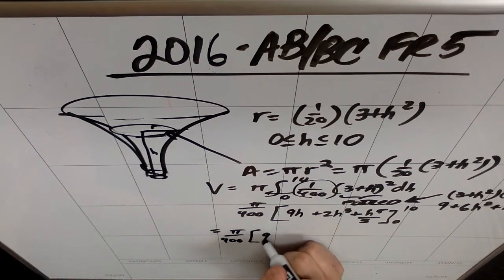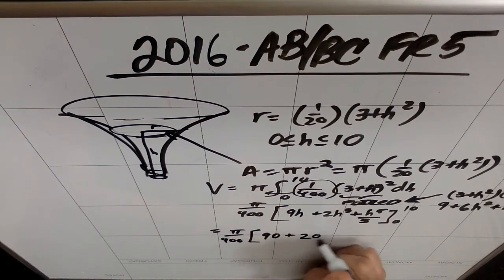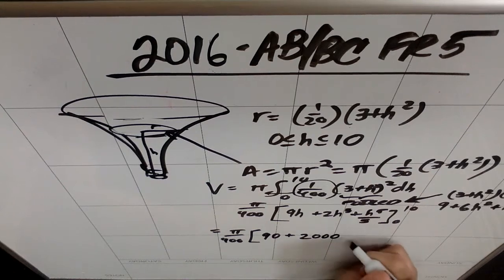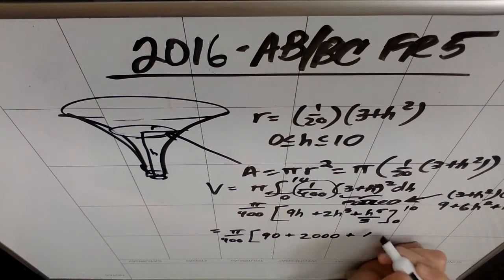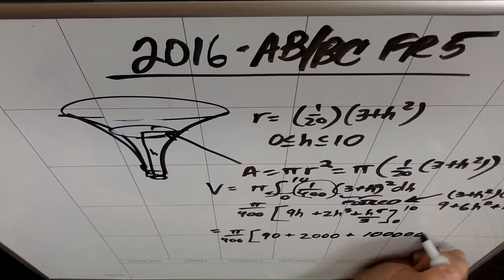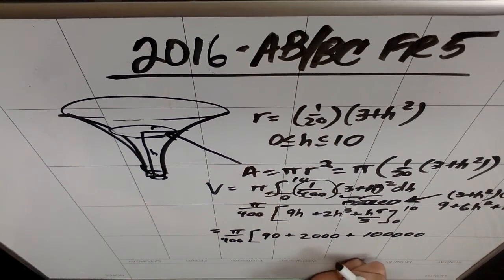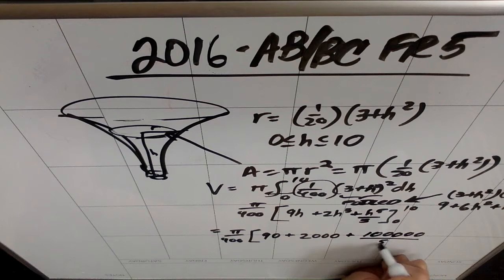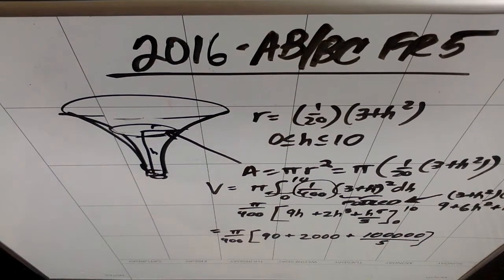So when I plug in 10, this is going to be 90 plus 2,000, right? Because it's 2 times 10 cubed. Plus, 10 to the 5th means put 5 zeros: 1, 2, 3, 4, 5, just like 10 to the 3rd meant 3 zeros, all over 5. And you'll probably want to clean that up a little, but it's up to you.